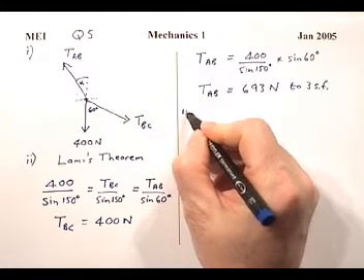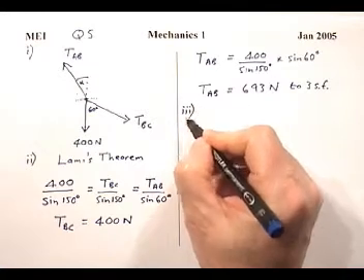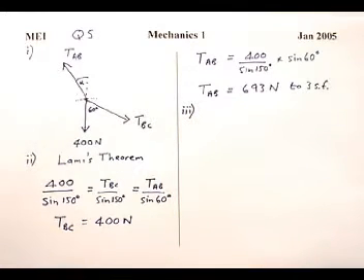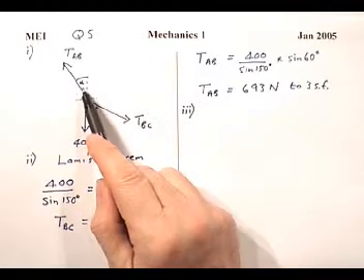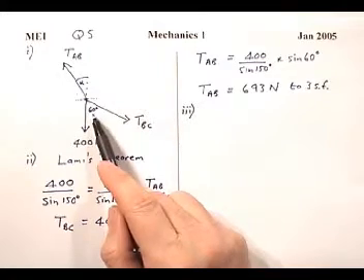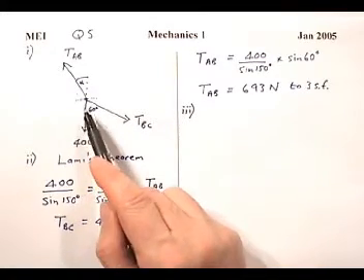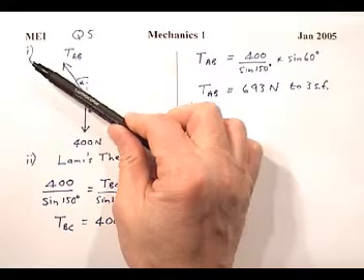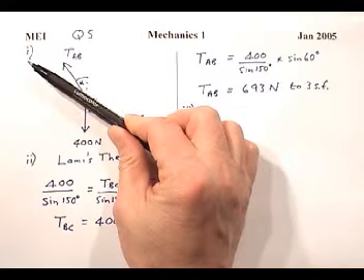Part 3. Part 3 says, show carefully but briefly that the box cannot be in equilibrium if angle alpha is 60 degrees and BC remains at 60 degrees. Well, if that angle was 60 degrees, in effect, ABC becomes a straight line.